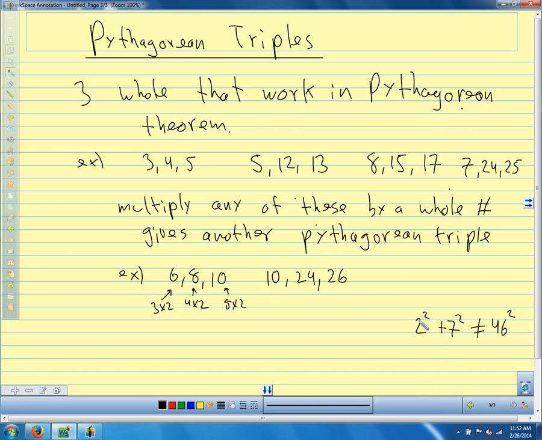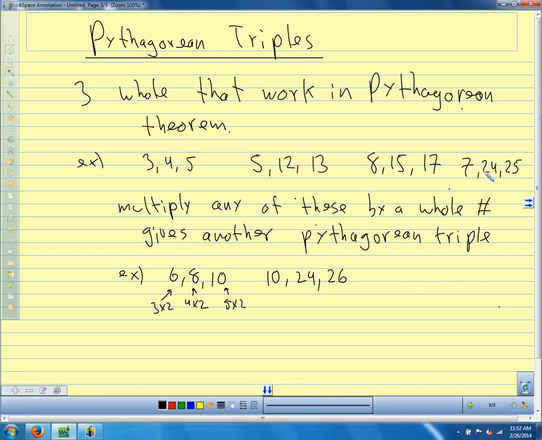Oh, okay. 3 squared plus 4 squared equals 5 squared. Yes. Oh, I thought it was just like... No. So these are numbers that work in the Pythagorean theorem. That's why I wrote they work in the Pythagorean theorem. 3 squared plus 4 squared equals 5 squared. 5 squared plus 12 squared equals 13 squared. 8 squared plus 15 squared equals 17 squared, and so on. So these all work in the Pythagorean theorem.